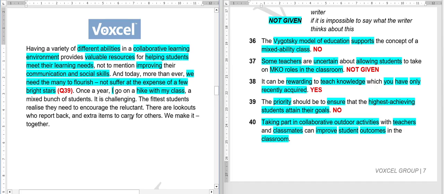We make it together. So the teacher here is saying that he goes out on a hike with his class, and although it's challenging, the fittest students realize they need to encourage those who are reluctant, like not the fittest. Some report back, and some carry extra luggage for others, and they do it together. Clear? So this is our location, and time starts now.